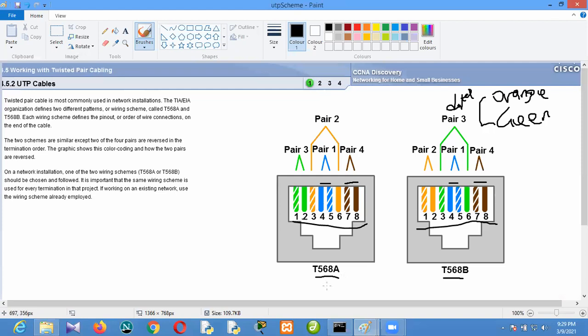Now, you know that in A, green comes first, while in B, orange comes first, among the 2 data cables. So if green comes first, then orange will engulf the center. But in B, if orange comes first, then green will engulf the center. You need to memorize this cabling scheme, so that when someone says terminate twisted pair in RJ45, we should know how to terminate it.